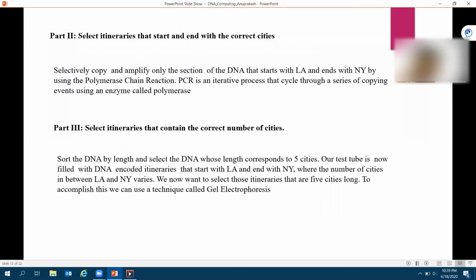The third part would be to select itineraries that contain the correct number of cities. Since it is a Hamiltonian path problem, each point needs to be visited. And since there are five cities, the correct number of cities would be five. Now, in the second step, we are filtering only those combinations that have Los Angeles at the starting point and New York at the ending point. And in the third step, we will only select those combinations which have five cities.